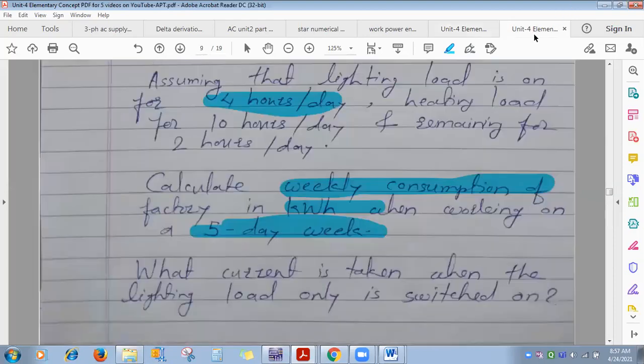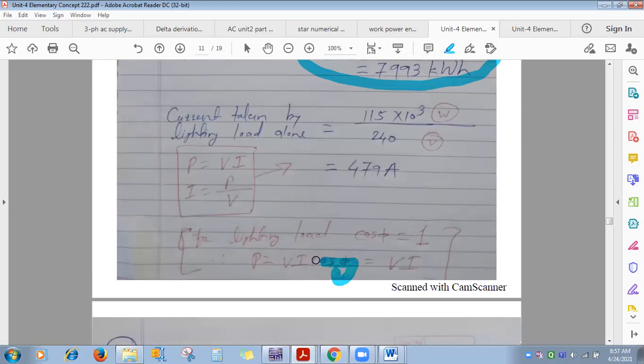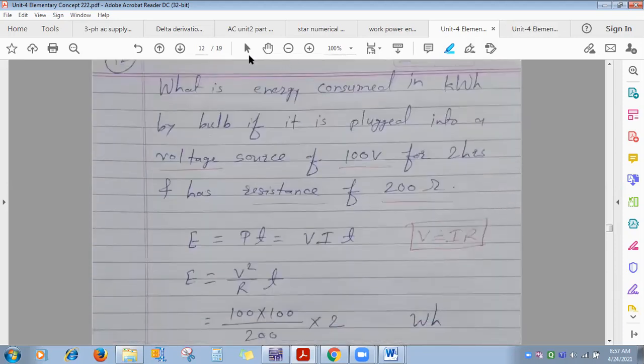And what specifically have they asked? For lighting load, current taken. So lighting load, we have seen a number of times in practicals also. Here also, lighting load means what? Purely resistive. Resistive means cos phi is 1. That's why power is only VI. So here voltage, power we have calculated, and dividing by voltage will be the current, because P is equal to VI. Okay. The rest of the numericals are also the same type, whatever we have seen earlier.